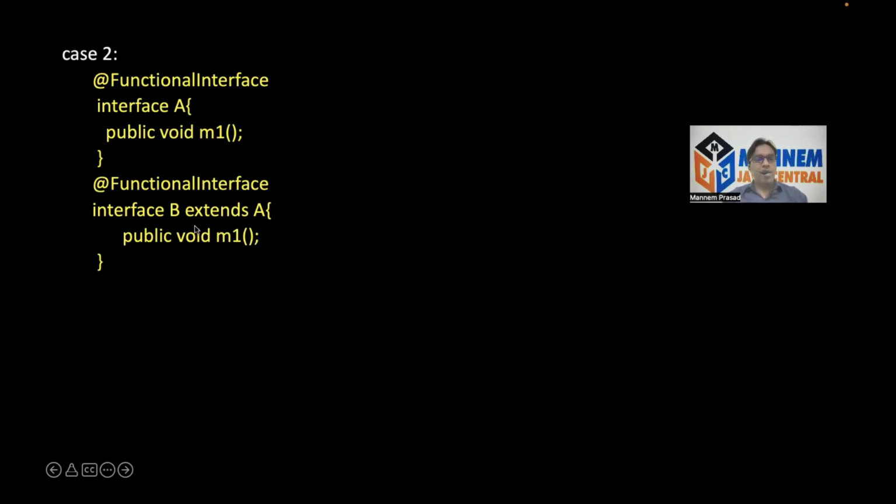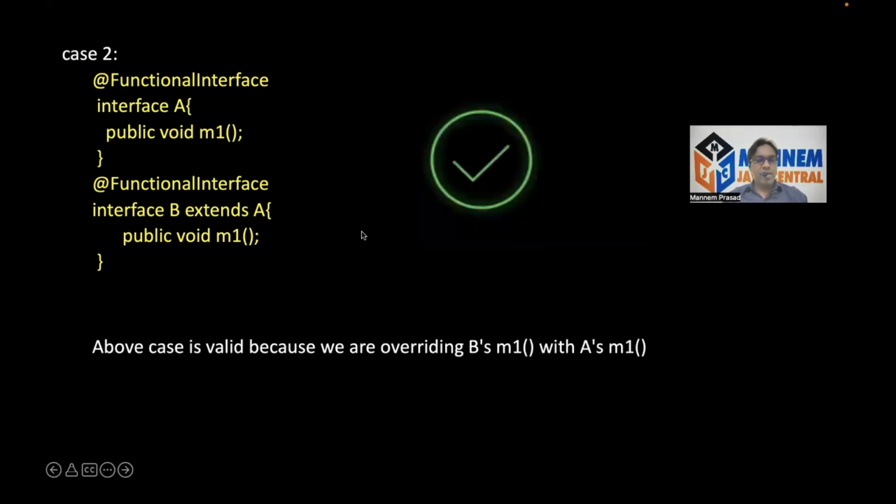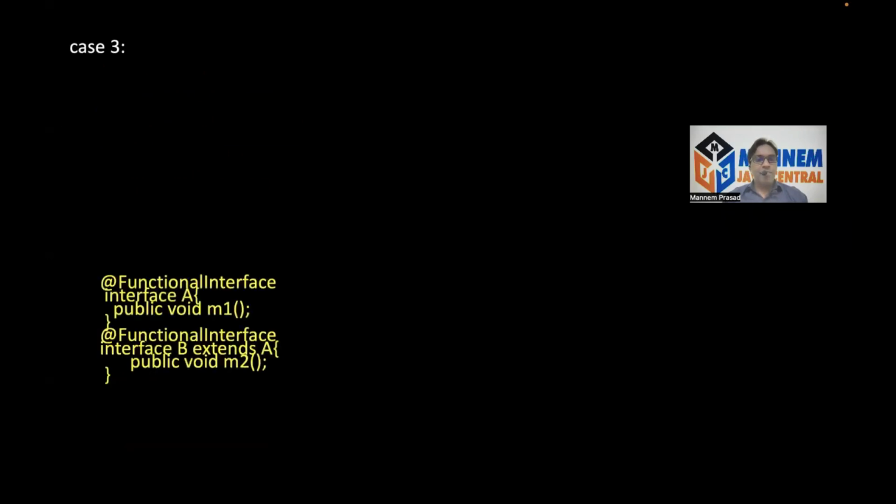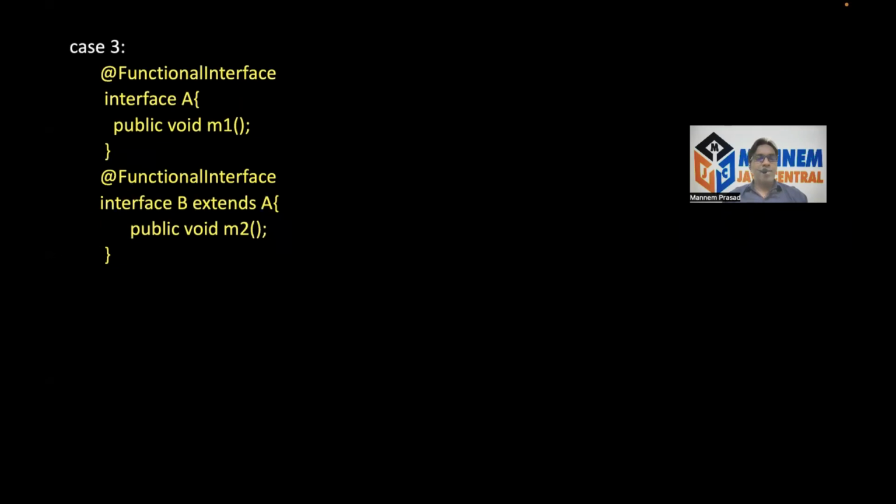That's why interface B is having only one abstract method M1, which is valid. So see, this is valid because we are overriding A's M1 with B's M1. So ultimately, functional interface B is having only one abstract method, which is a valid functional interface. Let's see case 3. So tell me whether this case 3 is valid functionality or not.